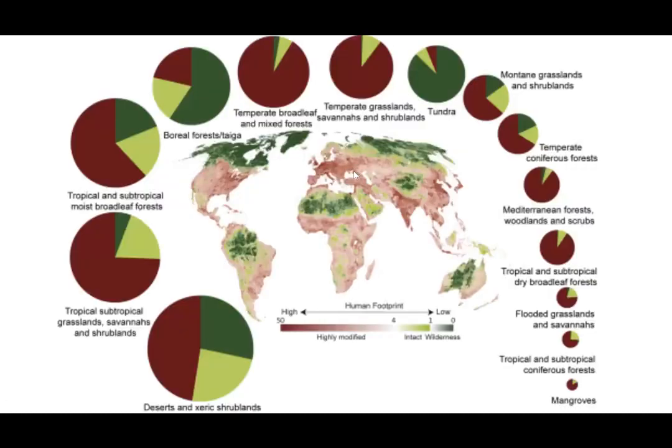And we can see it's actually not uniform. Not every habitat on the planet is experiencing the same human-induced impacts. So we can see this human footprint here: red is highly modified, green is intact, and dark greens are just pure wilderness. And you can see there is some pure wilderness, right?